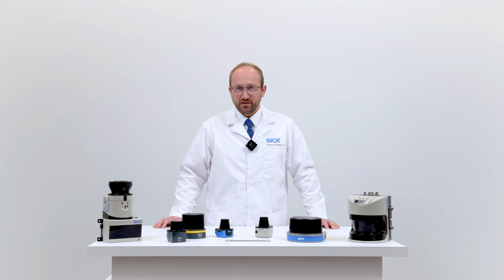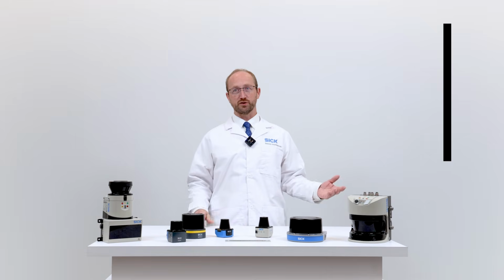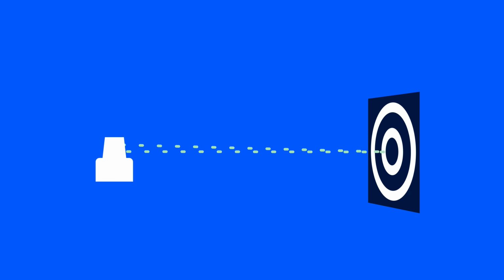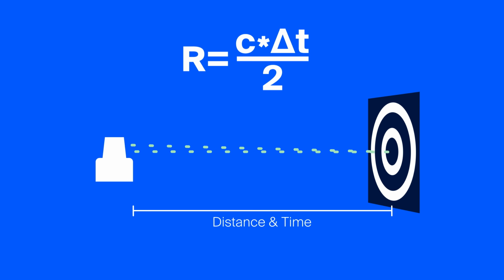This means a LiDAR sensor can send a pulse of light, bounce it off a target, and measure the amount of time it takes to come back. In technical terms, we use the formula R equals C delta T over 2, where R is the distance to the target, C is the speed of light, and delta T is the time it takes for that light pulse to travel from the LiDAR system to the target and back. This basic principle of LiDAR is used in many ways in the industrial automation industry.